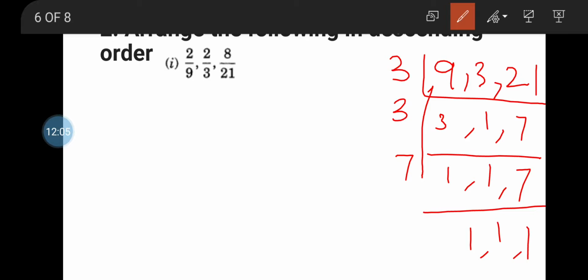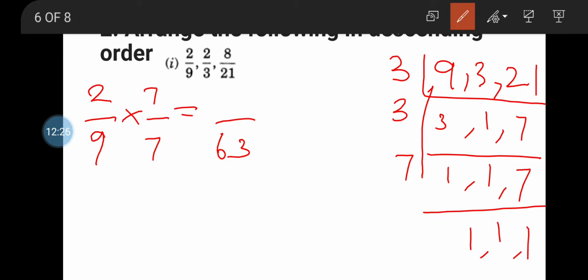So 2 by 9. This fraction I need to bring 63 in the denominator. So what with 9 if I multiply, I will get 63? It is 7. Okay. So 7 if I multiply and divide, 2 sevens are 14, and 9 sevens are 63. Okay. So this is the first fraction.